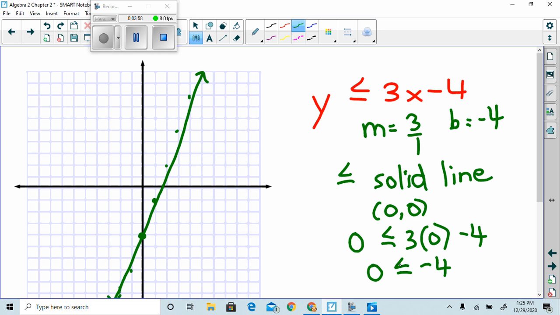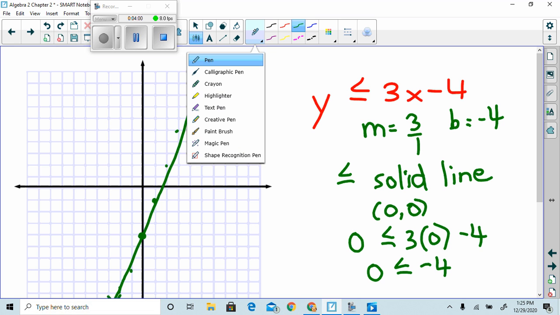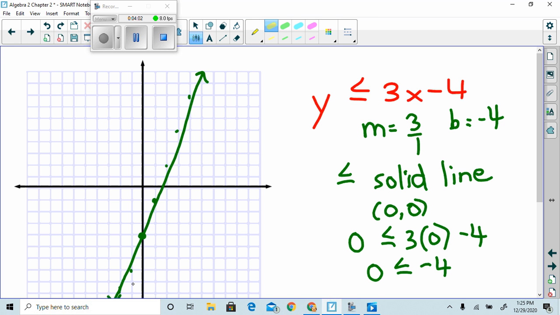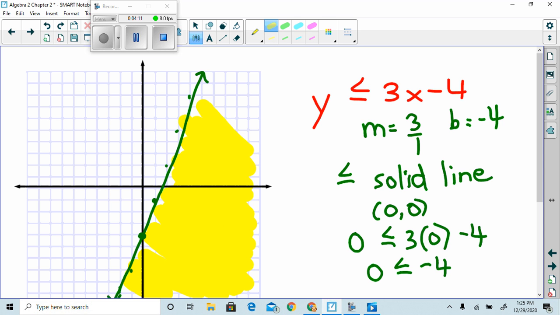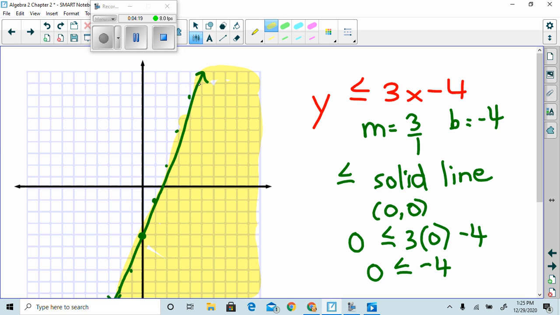So now what am I going to be doing? I'm going to be shading. And this time again, I'm going to be shading away from the origin. And everything in this portion of my graph is possible solutions. And there you have your graph.